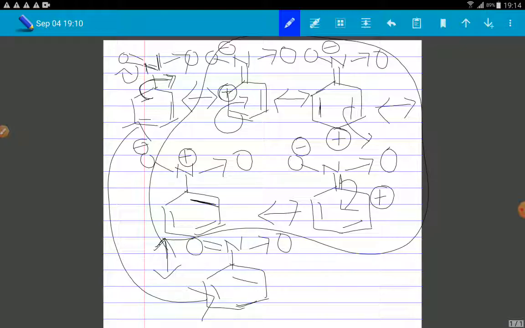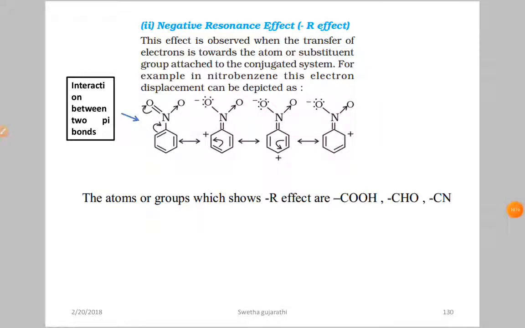Now if you see here the movement of electrons, they are moving away from the ring. In the previous example, what happened? They were moving towards the ring. Now they are moving away from the group, or this group is taking the electron. In the previous one, NH2 was giving the electron, but now this NO2 group is taking the electron. Let us see now. This effect is observed when the transfer of electrons is towards the atom or substituent group attached to the conjugate system.